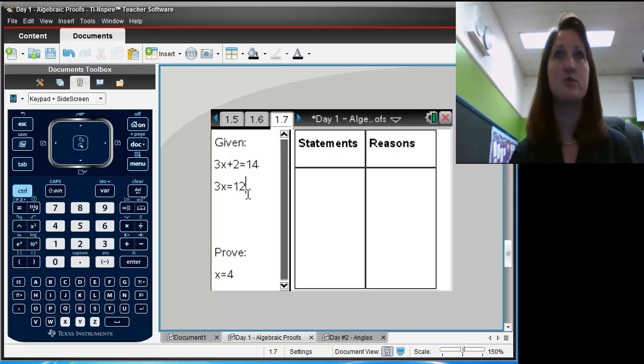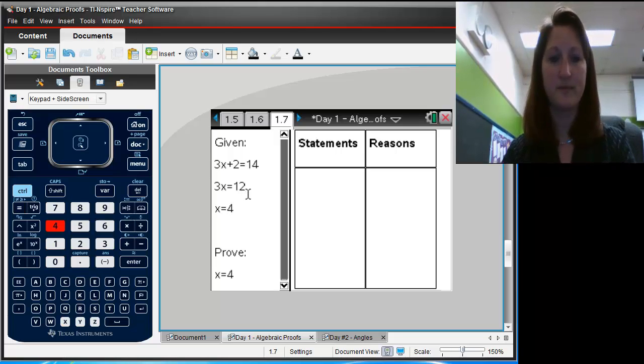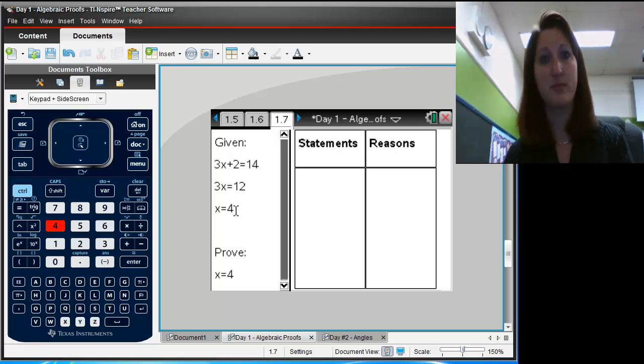At this point what we would do is divide both sides by 3 and we would end up with x is equal to 4. So to go from this step to x equals 4, we use the division property.